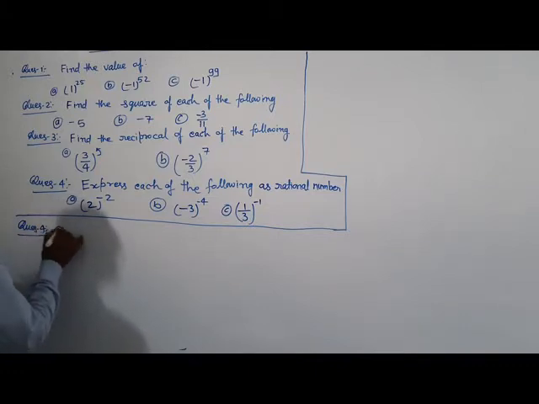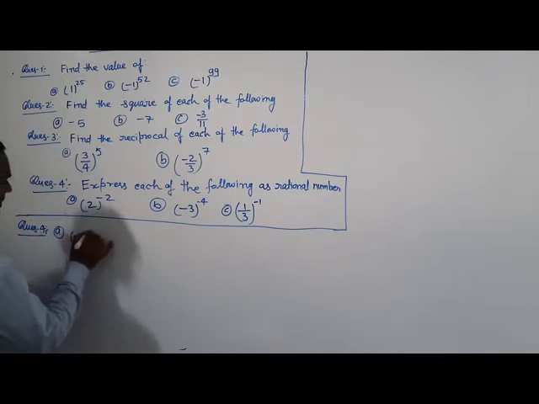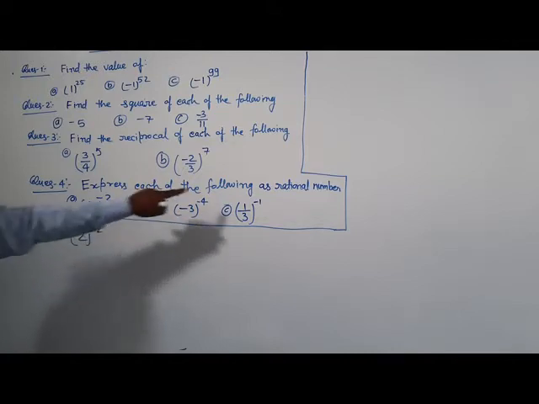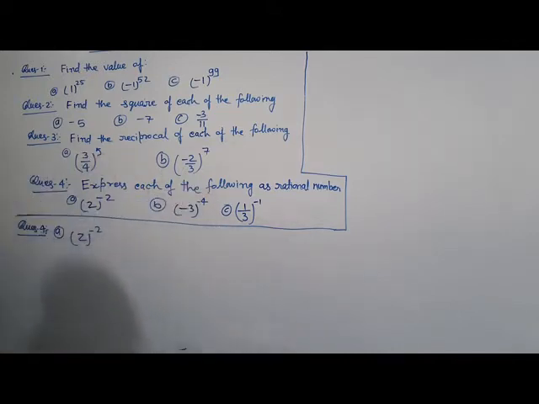A is 2 raised to the power minus 2. Here it is in exponent form, but we have to change it into a rational number. A rational number has a numerator and a denominator.